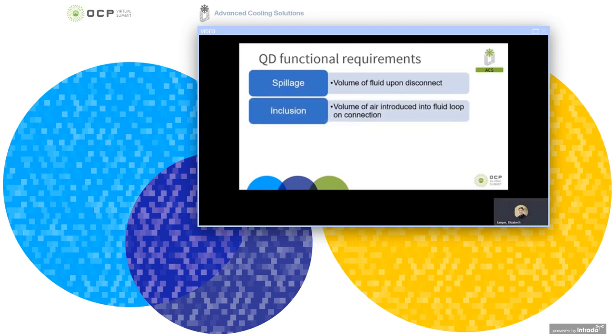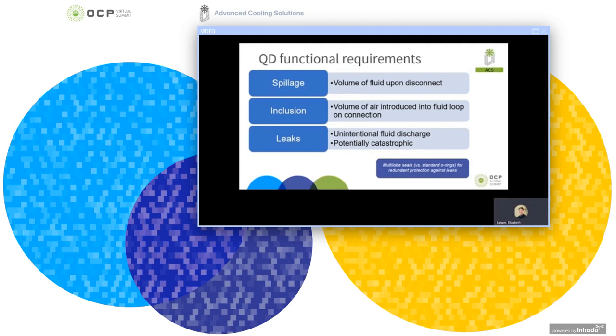Inclusion is kind of the opposite of that, where it's the volume of air that's actually introduced into the fluid loop on connection of the QD set. And this could be problematic if a large volume of air is introduced into the system every time a connection is made. That might lead to some adverse effects in the cooling system itself.